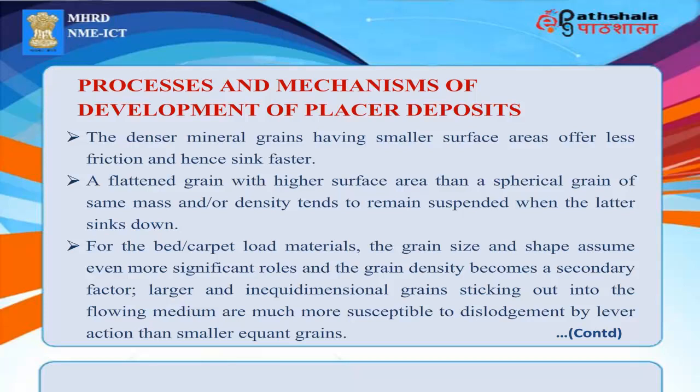For the bed or carpet load materials, the grain size and shape assume even more significant roles and the grain density becomes a secondary factor. Larger and inequidimensional grains sticking out in the flowing medium are much more susceptible to dislodgement by lever action than smaller equant grains.